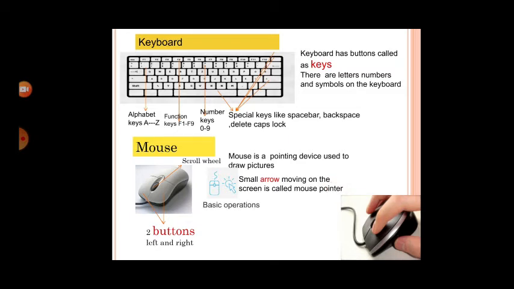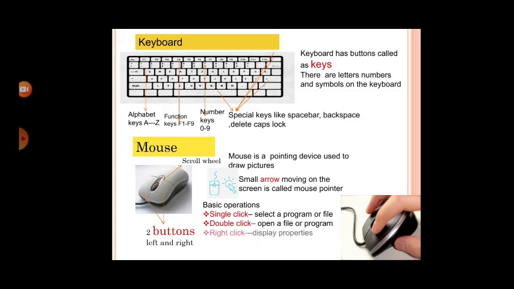Now let us see some basic operations. Single click, that is select a program or a file. Double click, open a file or a program. We are going to just press the left button twice. For single click, you are going to press the left button once.